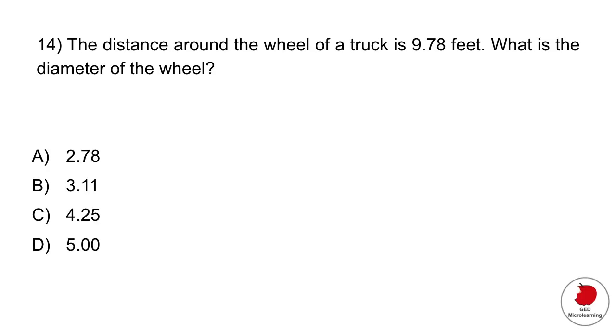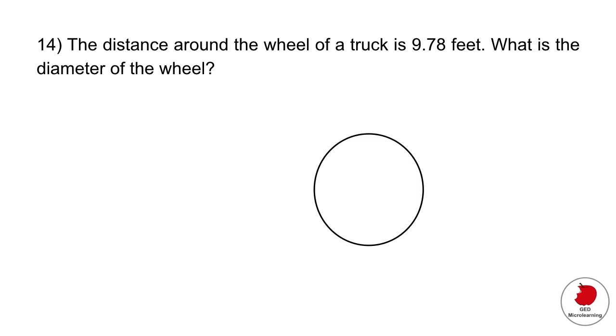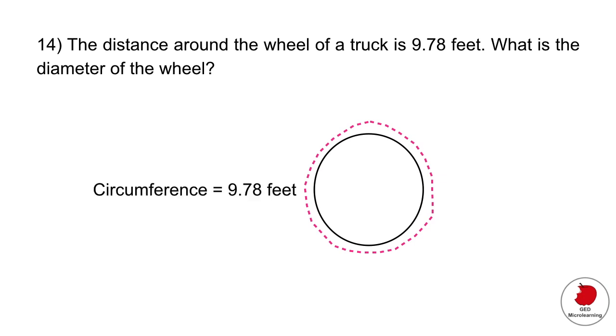Okay, question 14. The distance around the wheel of a truck is 9.78 feet. What is the diameter of the wheel? All right, so they're asking us for the distance around the wheel, which is also known as the circumference, and that's 9.78 feet. So let's look at the formula for circumference in your formula sheet.